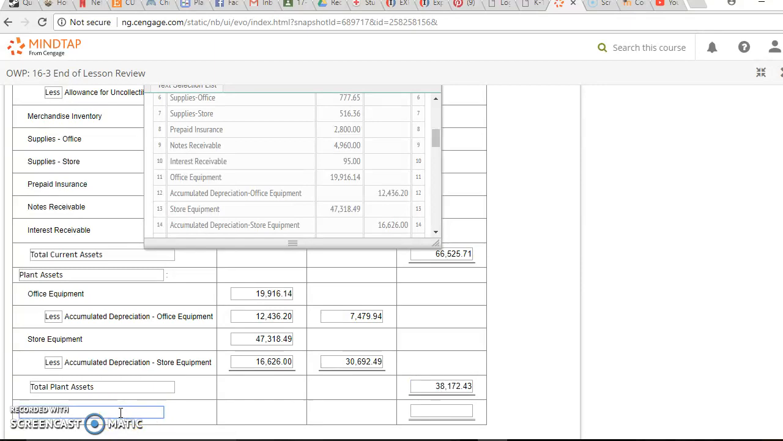And then your total assets are going to be your total current assets plus your total plant assets. So I'm going to add those two together. 66,520.71 is 104,000.